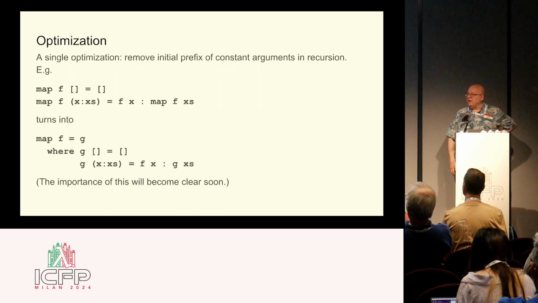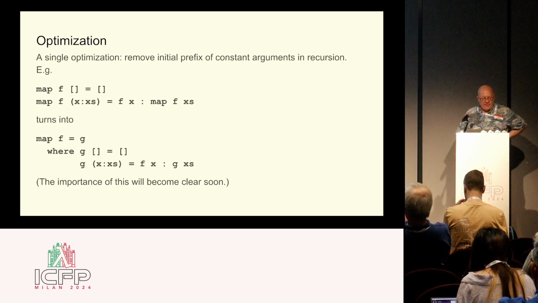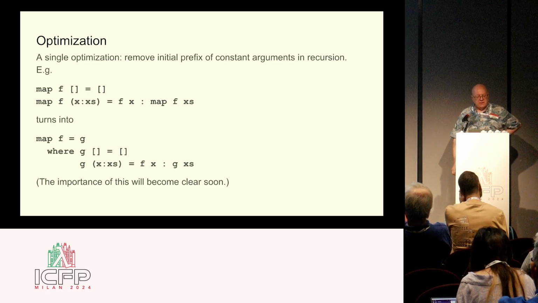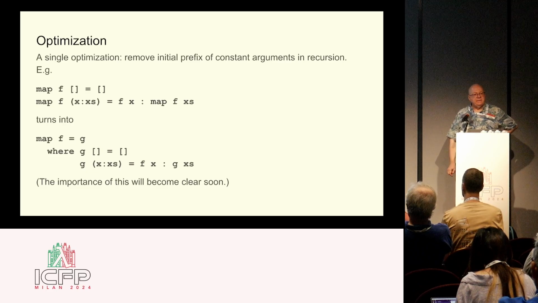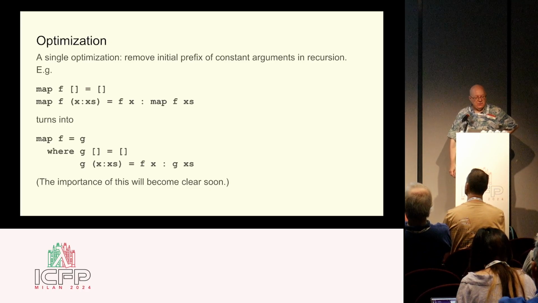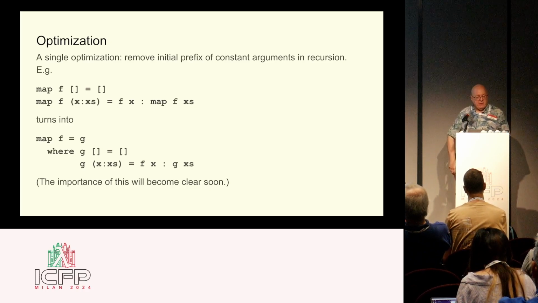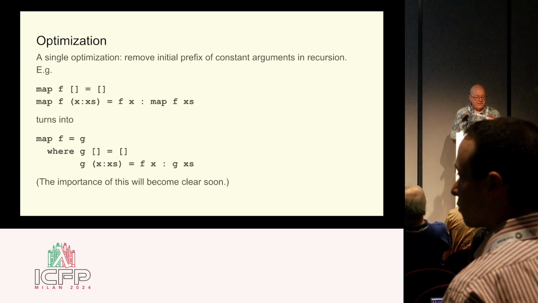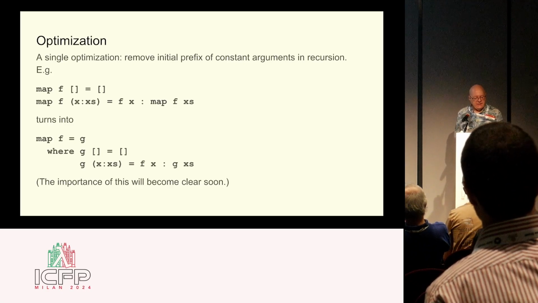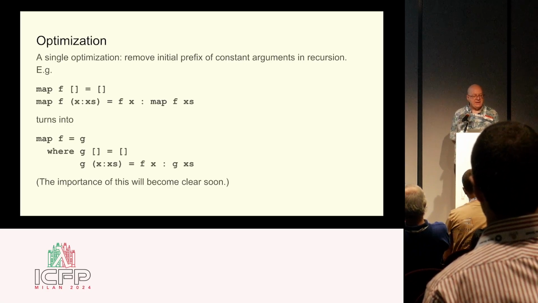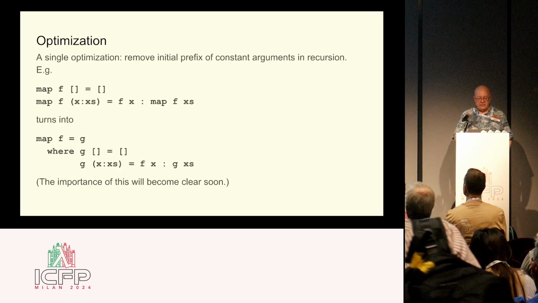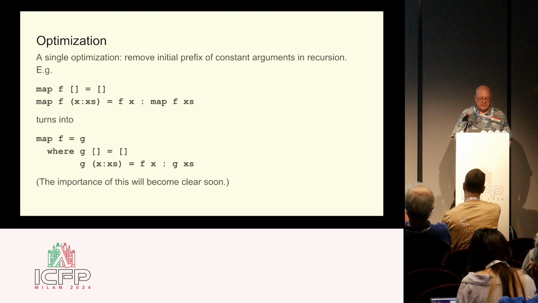So here's the one optimization that I do. If there is a prefix of arguments in a recursive call that are the same, then I make a new auxiliary function for that. This is typically something you might do for map. So you say map f is G, and inside G you just recurse and you don't need to pass f again. I'll come back to why this is an important optimization. It's not super important, but it helps a little.